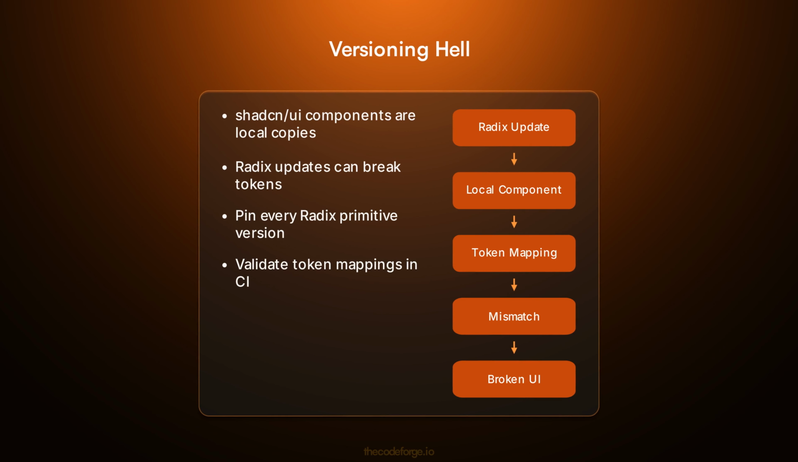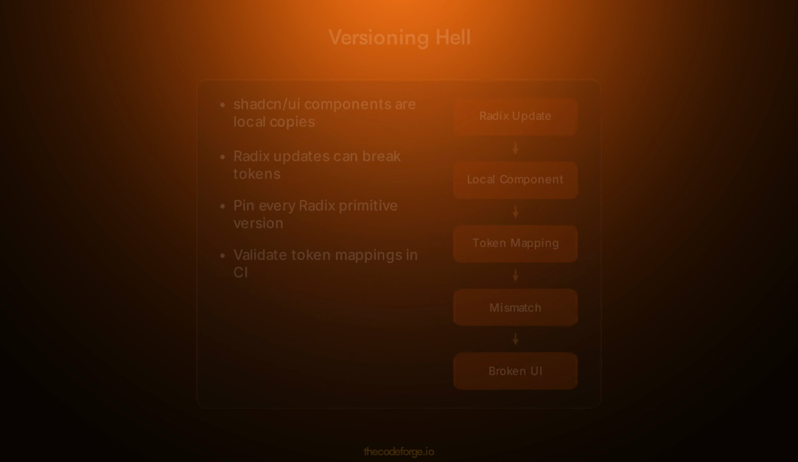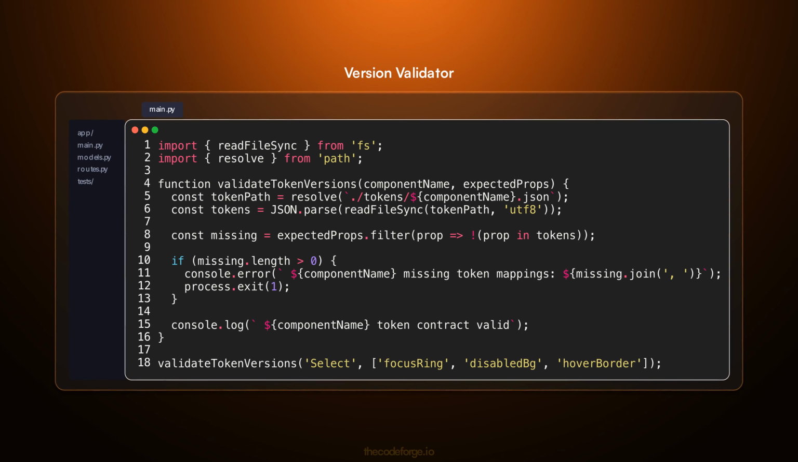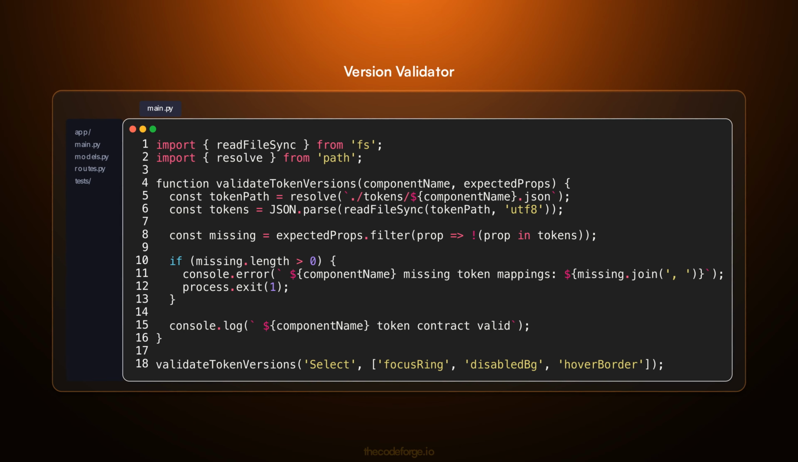When Radix updates, your local component may break if token mappings don't match. Pin every Radix primitive version and validate token mappings in CI. A broken contract costs more than a failed build. This script validates that your token map contains all expected properties for a Radix component. If a Radix update adds a new prop, the build fails until you add the corresponding token.